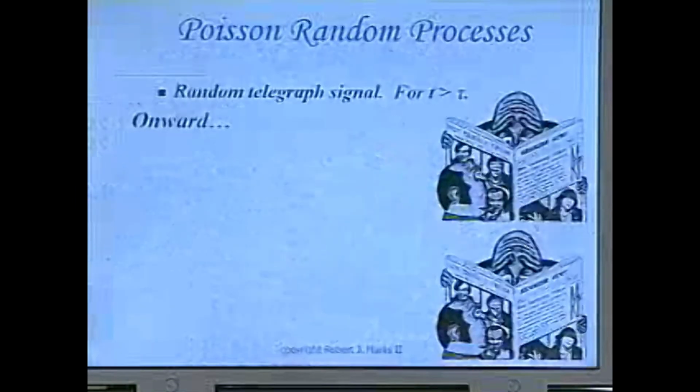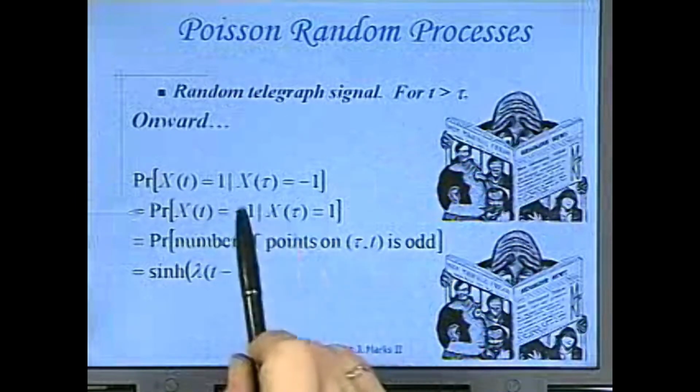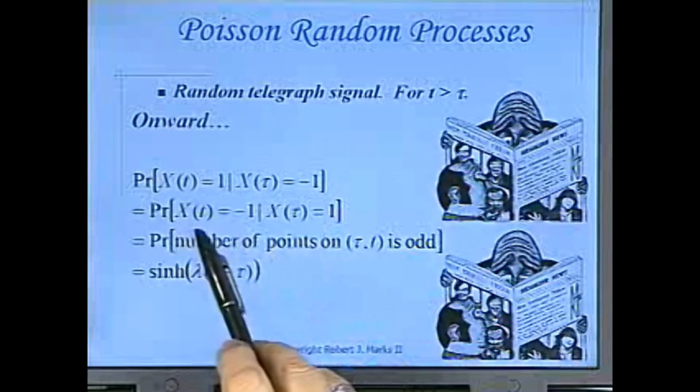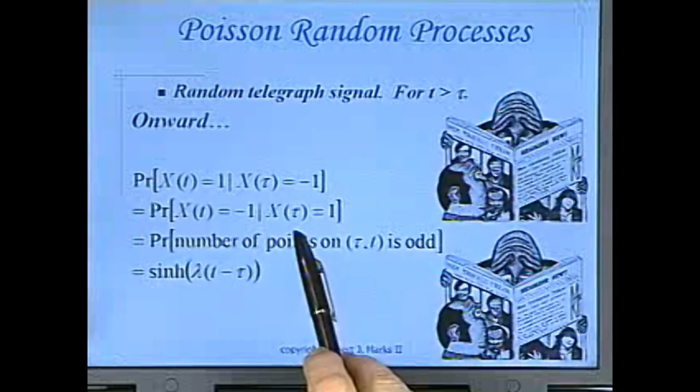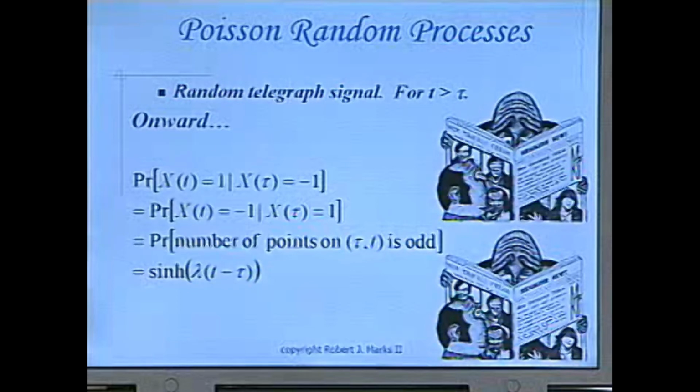Okay, here we go. Onward. The probability that x of t is equal to 1 and x of tau is equal to minus 1, we break it up into conditional probabilities again. And here we have the probability that the number of points is odd if it goes from 1 to a minus 1 or a minus 1 to a 1. Here also should be an e to the minus lambda t minus tau. So this expression is wrong. It should be accompanied by an exponential.